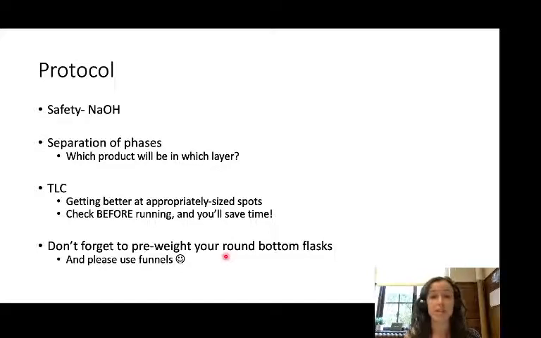Finally, don't forget to pre-weigh your round bottom flasks this week, so that after you have your final product in them, you can take a quick mass, get the difference, and know how much product you've made. And again, for transfer into round bottom flasks, if you're not using a pipette, if you're pouring, please make sure to use a funnel.